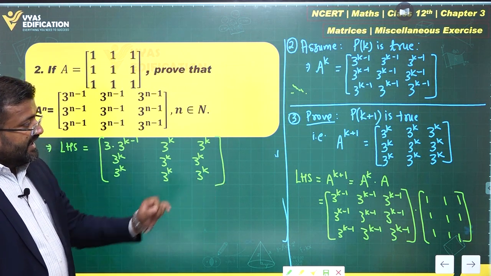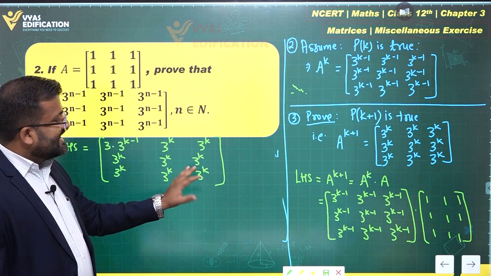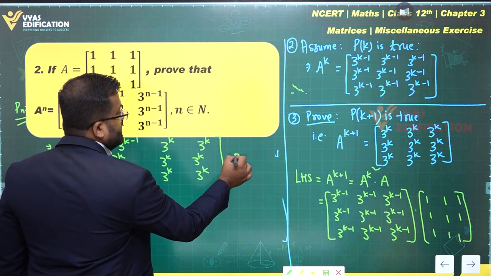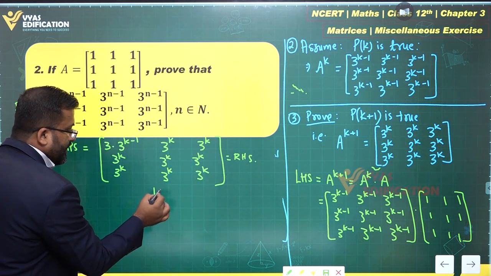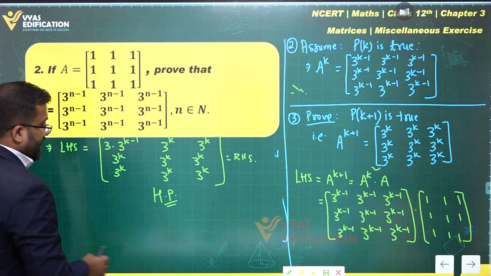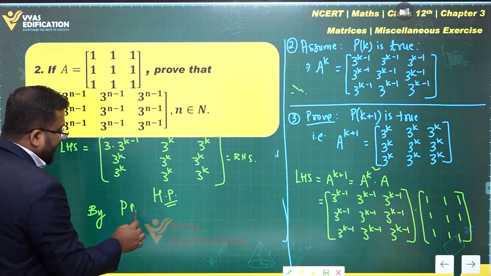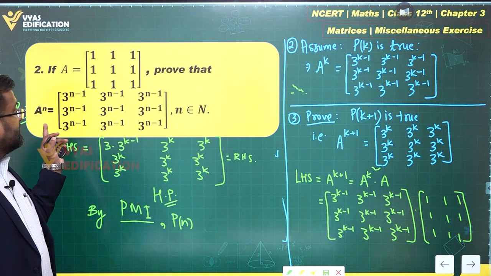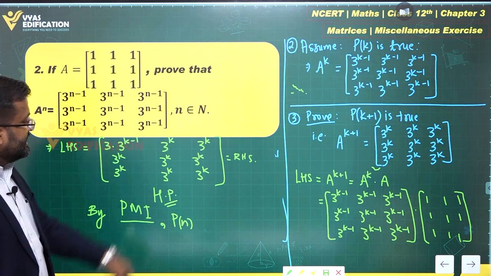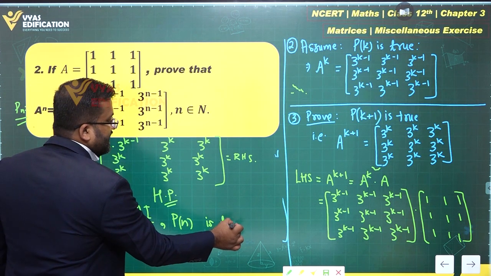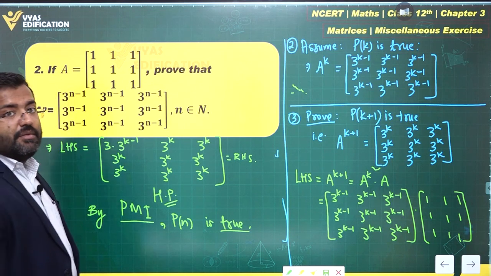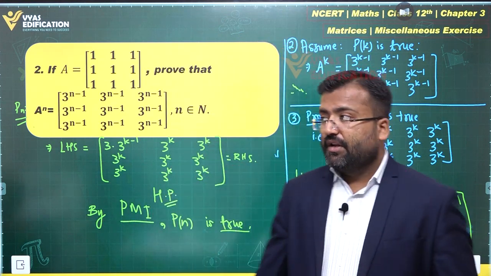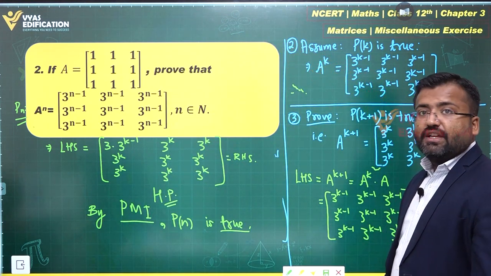We started with the LHS. What have we obtained here? This LHS is equal to this, which is actually the RHS of what we wanted to prove. So by the principle of mathematical induction, we can say that the statement Pn, that A power n equals this matrix, is true, since we have followed those 3 steps of the principle of mathematical induction. That's all in this question.